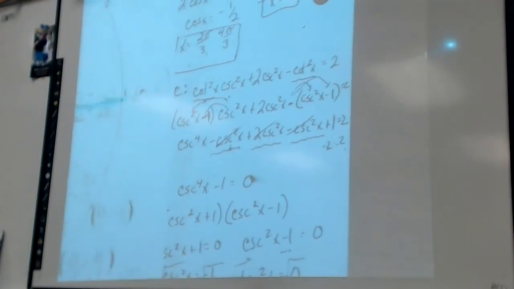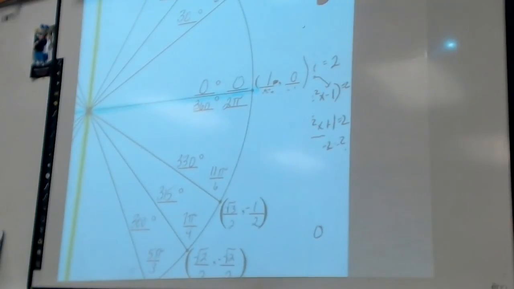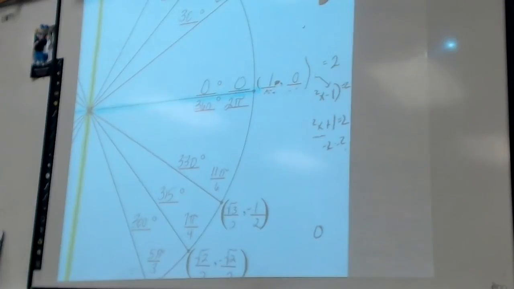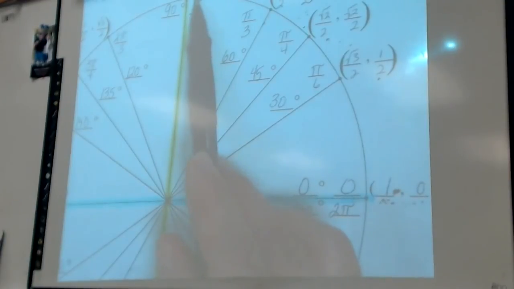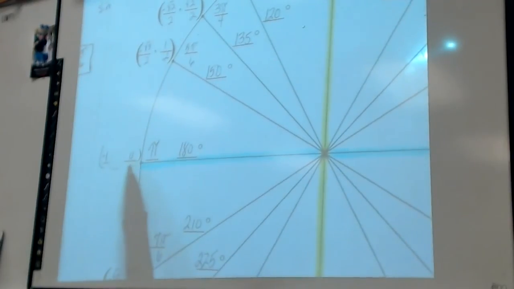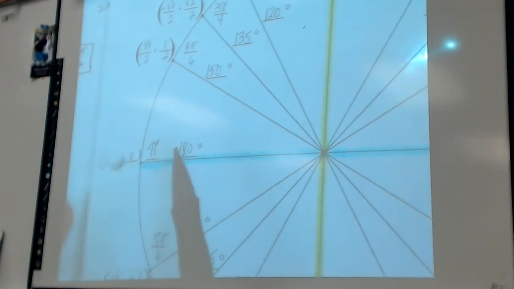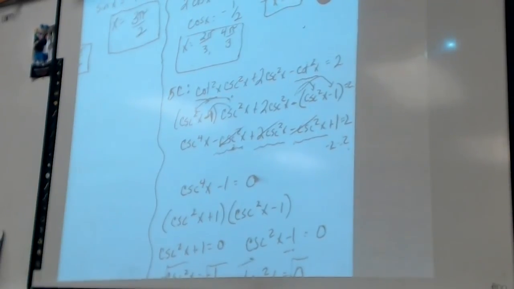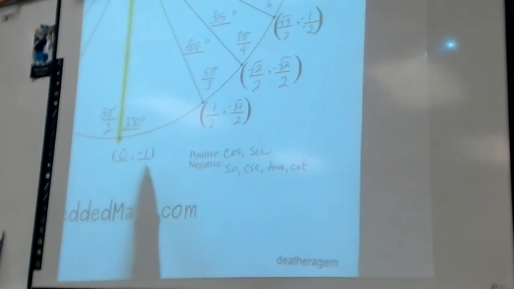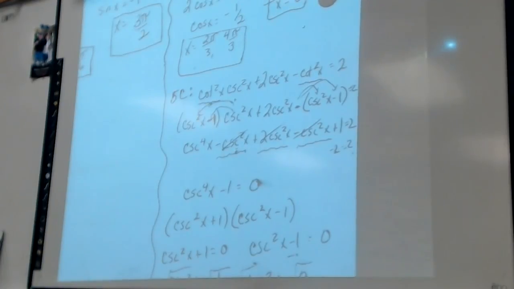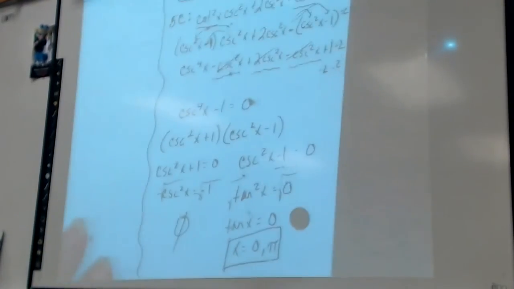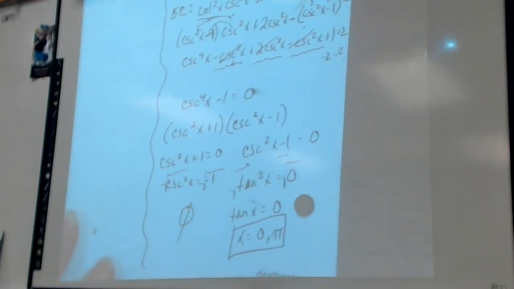Okay. What about here at pi over 2? 1 over 0. Would that be 0? No, that's undefined. Then here at pi, 0 over negative 1. Would that be 0? Yes. So 0, pi. Then what about down here, negative 1 over 0? That would be undefined. So x is equal to 0 comma pi.